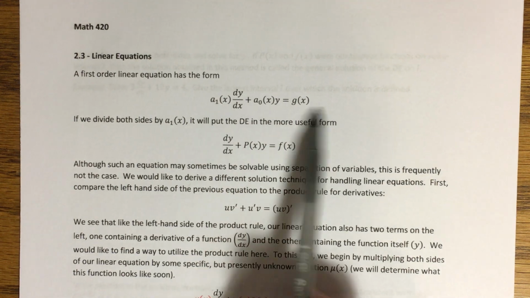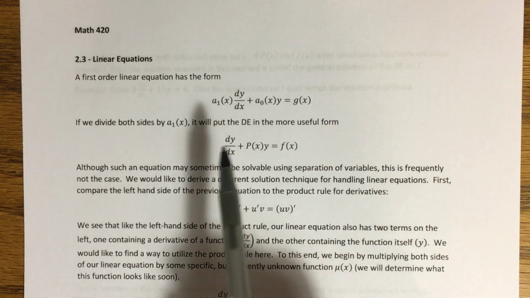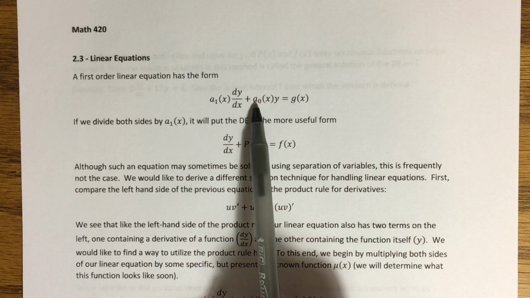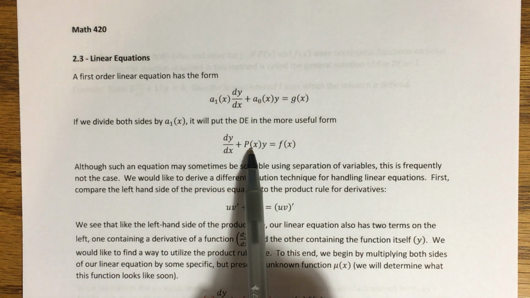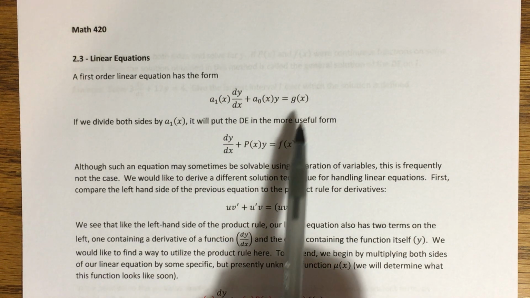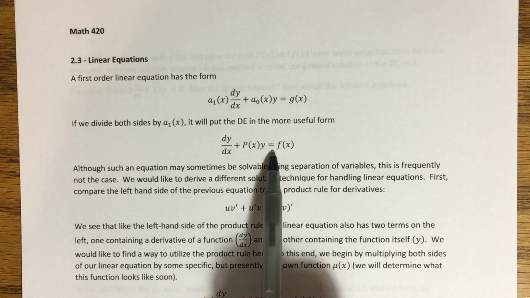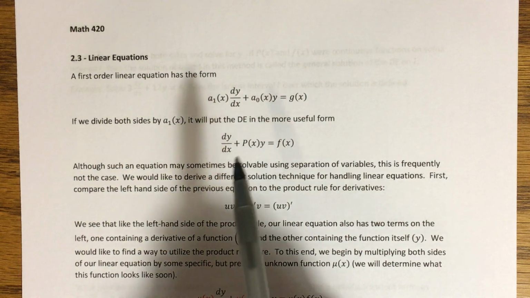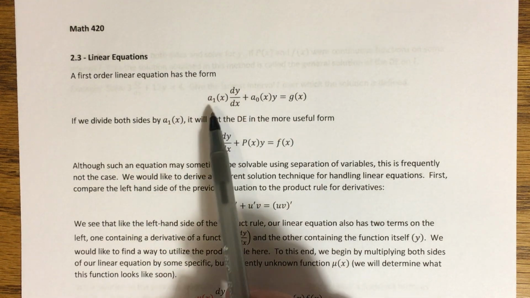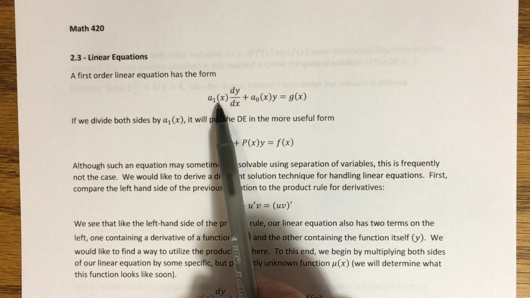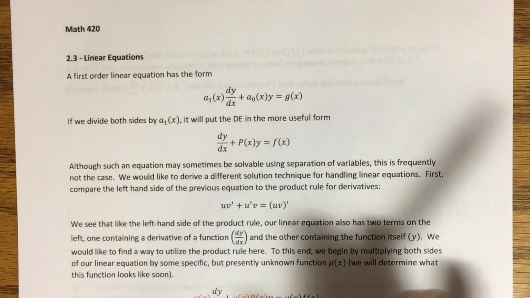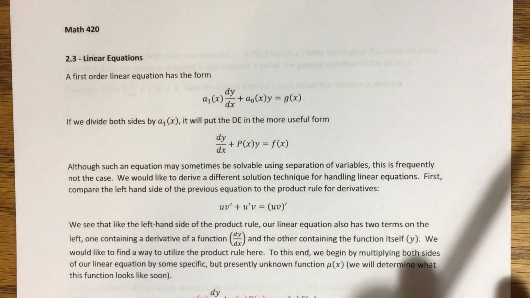If I divide everything by that function of x, even though I could write this coefficient as a0 over a1, I'm going to go with a simpler name and call it p of x. This g of x is being divided by another function of x, producing another function of x, and I'm going to call that f of x. So any linear equation, after dividing by this leading coefficient, can be put into this form. That's the form we need it to be in for this section.